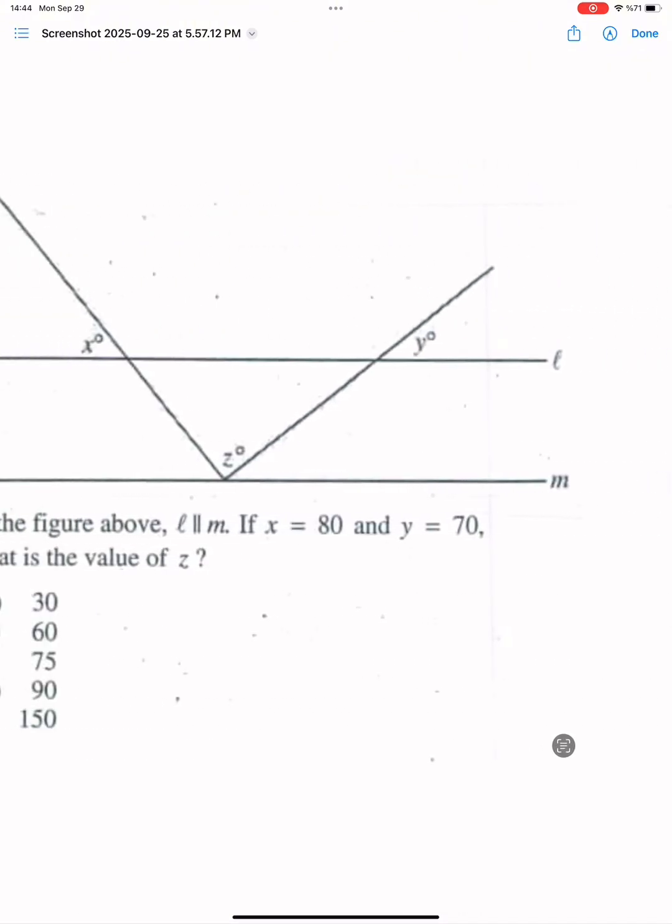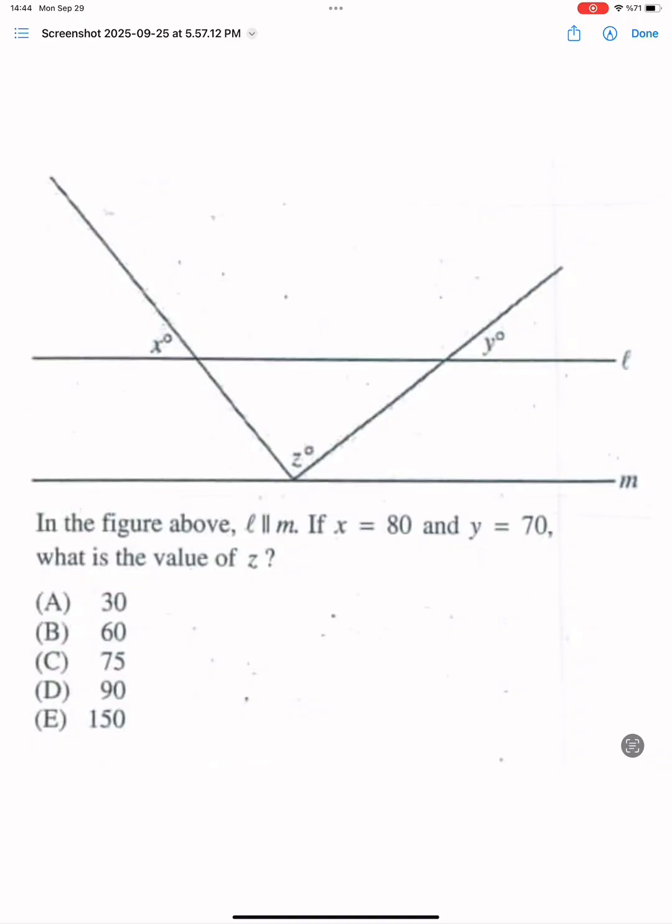Yeah, this is the last question. L, M are parallel to each other. X is 80. Alright, Y is 70. What is the value of Z?